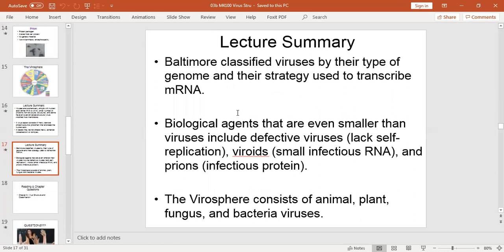Slide number 17. Baltimore classified viruses by their type of genome as well as the strategy used to transcribe messenger RNA. There are some biological agents that are even smaller than virus, and these are called subviral pathogens. They include defective viruses that cannot replicate by themselves, viroids, these are small infectious RNA pathogens that infect plants, and prions that are infectious proteins. The virus sphere consists of animal, plants, fungus, and bacterial viruses. Viruses that can infect animal hosts, plant hosts, fungal hosts, and bacterial hosts.